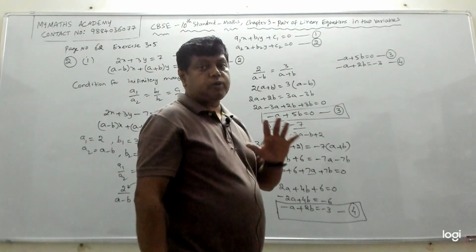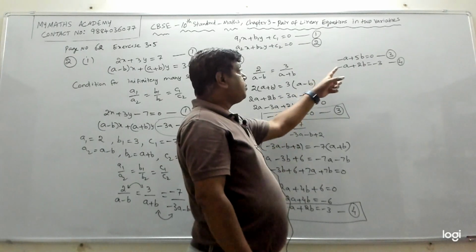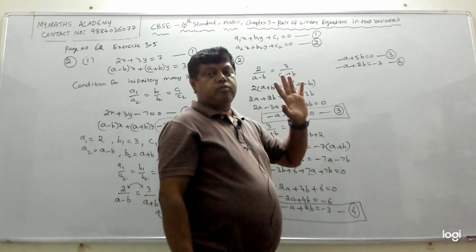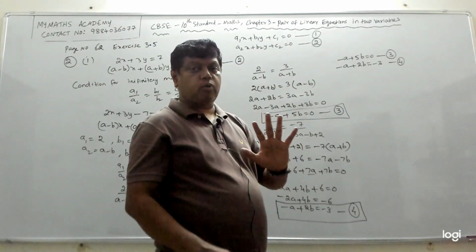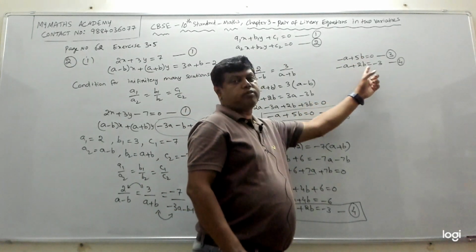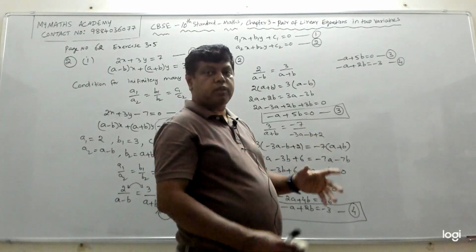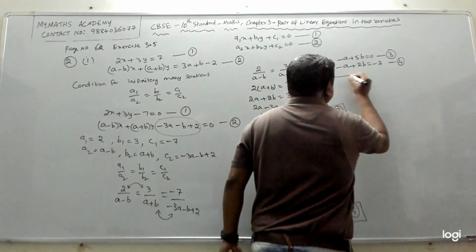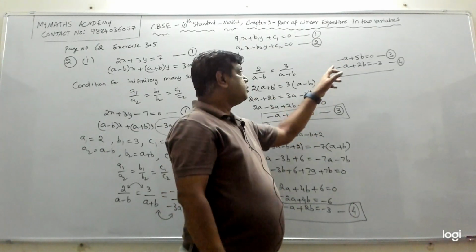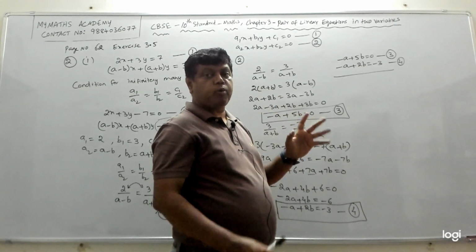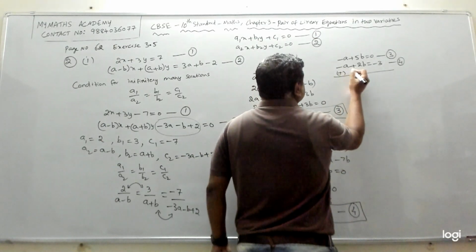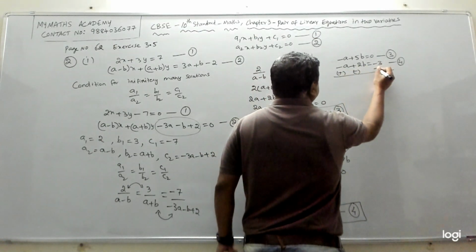For elimination method, we should check the coefficient of the variable a, and what is the coefficient of a here? Minus 1. What is the coefficient of a here? Minus 1. So both are having minus 1. The moment the coefficients are same for any one of the variables, either a or b, and the signs are also the same, then we need to subtract, which means we should change the sign. This minus will become plus, this plus will become minus, this minus will become plus.